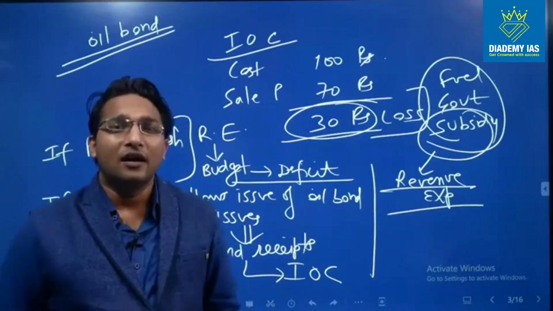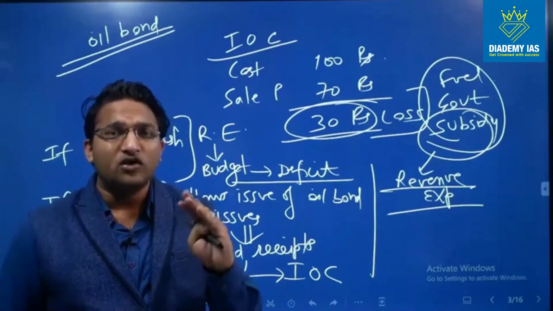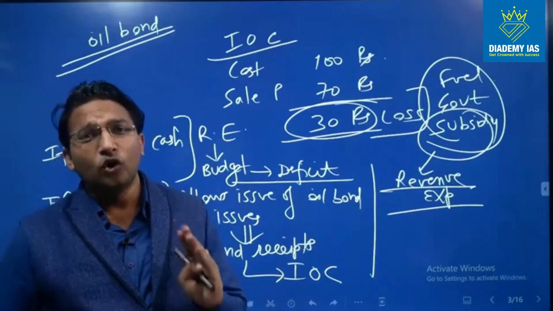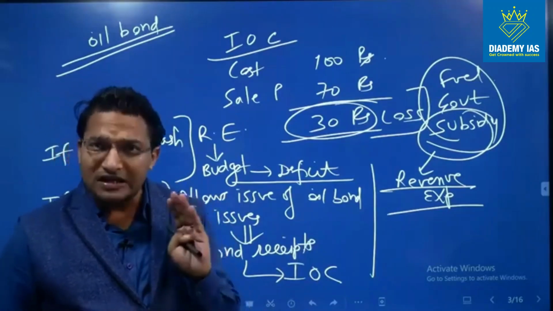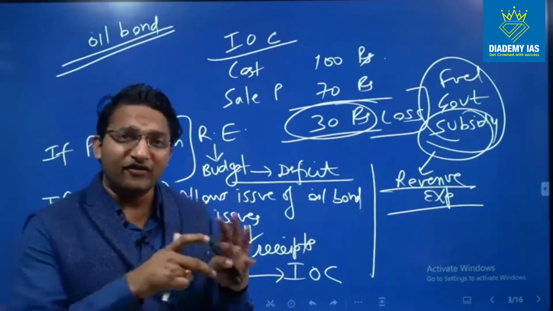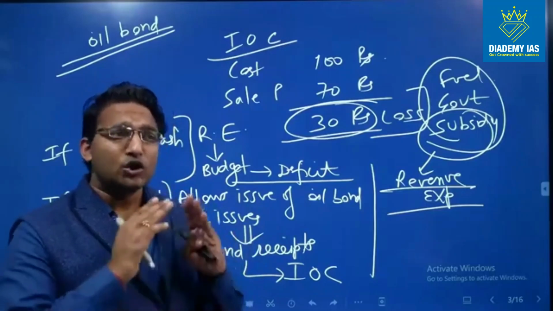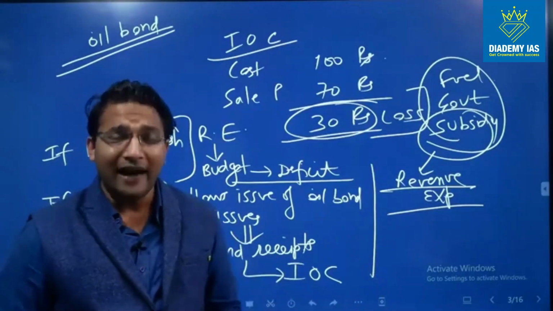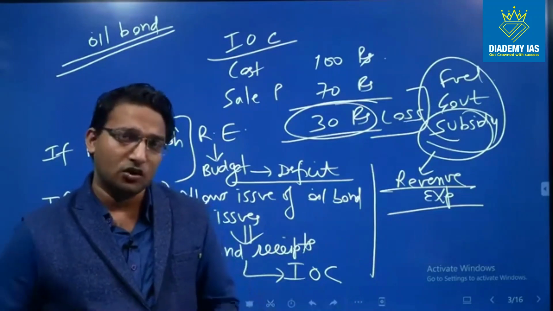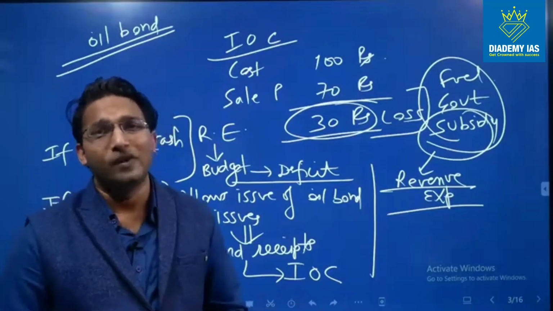Another example can be the case of food subsidy. If in any year the Food Corporation of India does not receive the money from the government, the government can allow the FCI to issue bonds on its behalf, and in the future these bonds will be repaid by the central government. So this can also become part of the off budget liability.